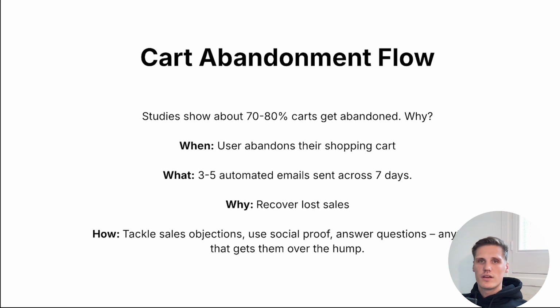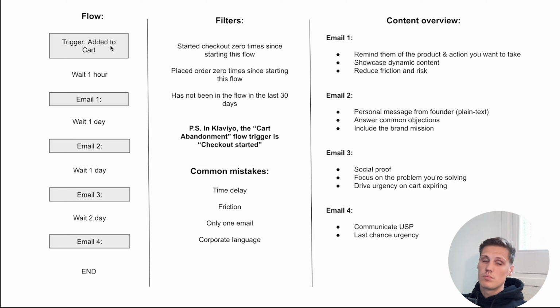So again, here is what the flow might look like. Here's an example. Trigger: added to cart. Filters, so these are important. You want to have started checkout 0 times since starting this flow, so you don't want them to already have started the checkout. You can set up a separate flow with very similar content where the trigger is started checkout, so you have both covered, the people that abandoned the cart and the people that abandoned the checkout. Placed order 0 times since starting this flow, and has not been in the flow in the past 30 days.